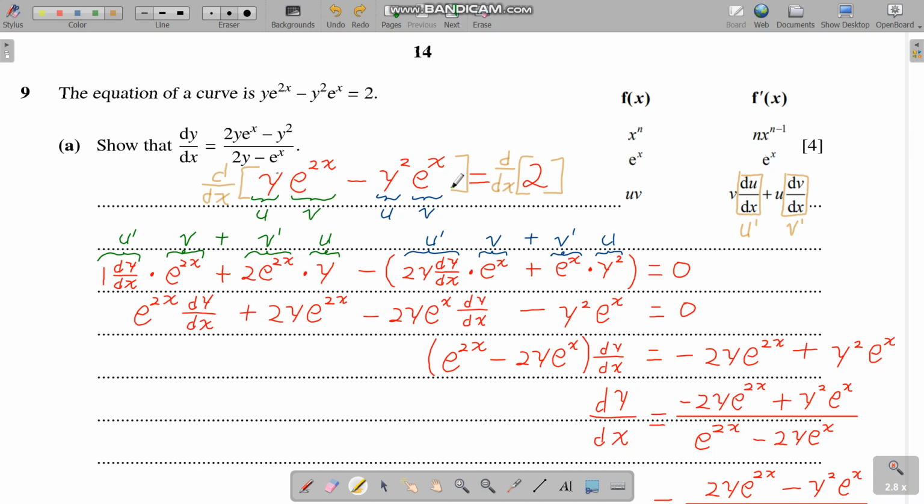For the second term now, notice that the brackets are important here because this is minus something. So let's say the u is y squared, the u prime is therefore 2y dy/dx. Again, y with respect to x, so times dy/dx. The v is just the same, the v prime, the derivative, is just the same. This is u.